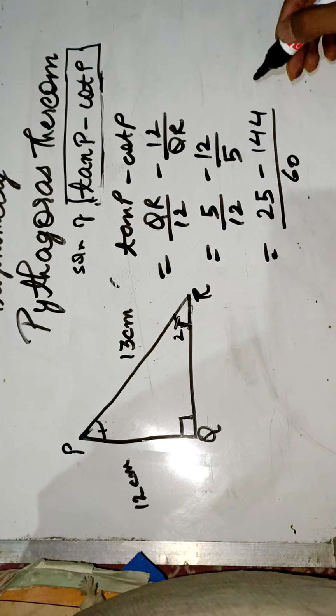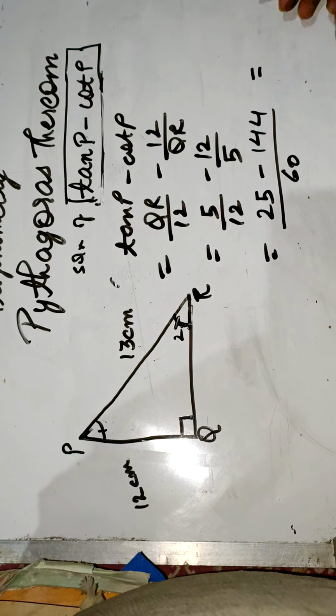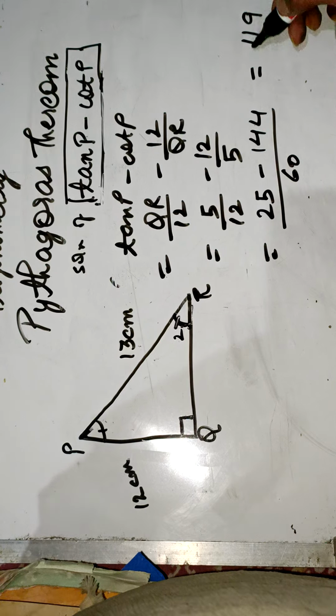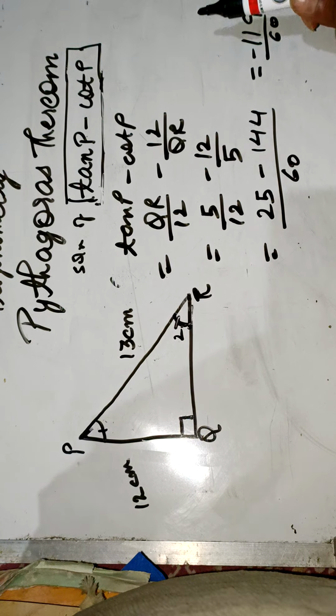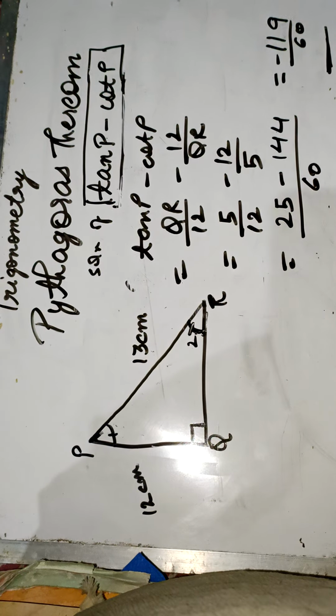and then we can find out the value, so minus 119 upon 60. So that becomes the value of tan P minus cot P. Alright, so this is the basic structure that can be found out with the help of trigonometry and also with the help of Pythagoras theorem.